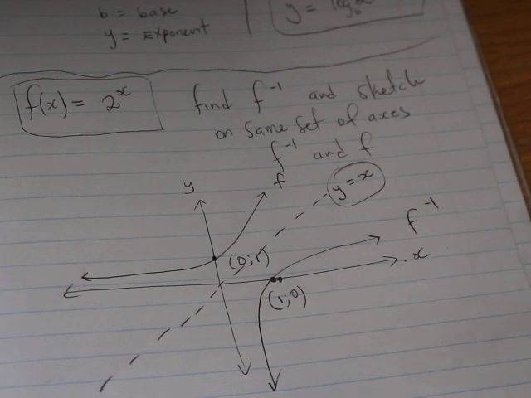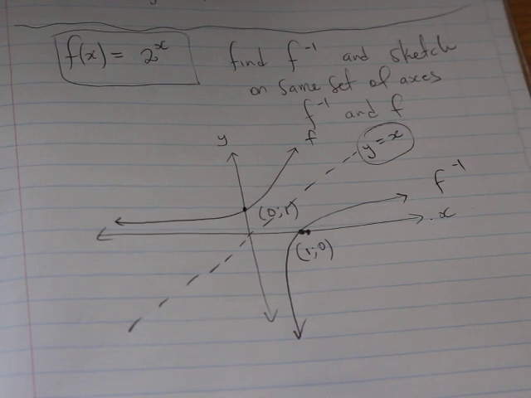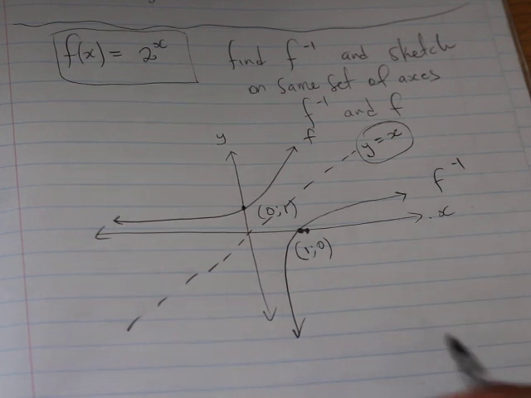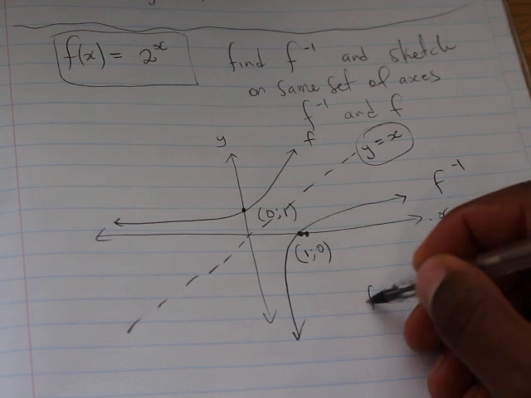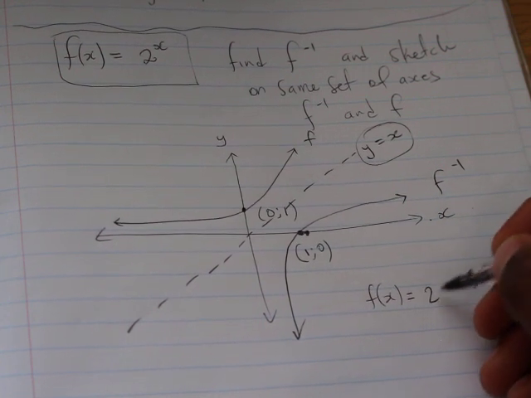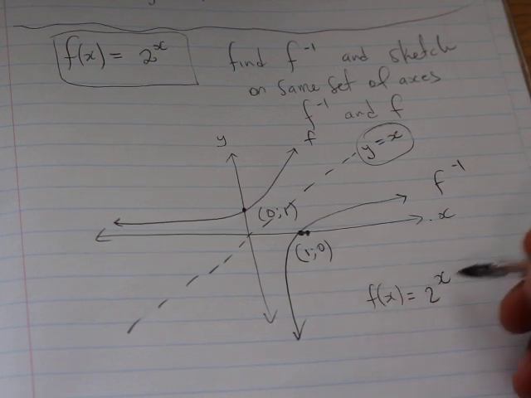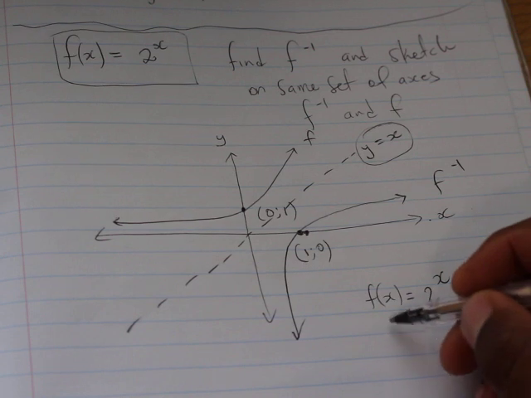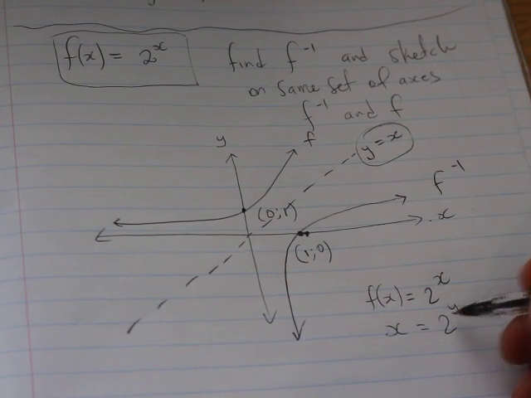Now we don't know what the expression for the inverse is going to look like. Remember, we're given f of x is equal to 2 to the x. You're just going to swap things around. This is the y, this is the x. So in place of the x, we put the y, and in place of the y, we put the x.